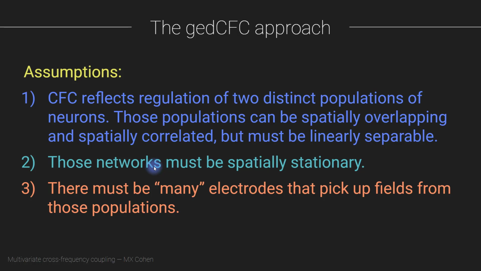And if the covariance matrices are changing over time, then it's unclear what the decomposition is going to reflect. So the covariance matrices must be pretty stationary. And you also have to have enough electrodes to be able to linearly separate these two probably spatially overlapping networks. Now, how many is many? You certainly need more than one, but how many you need exactly depends on the kind of data you're acquiring and whether it's from outside the brain like EEG or MEG or inside the brain like LFP.